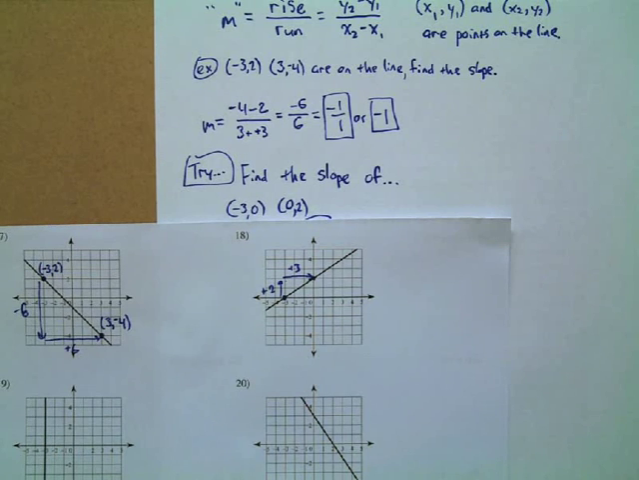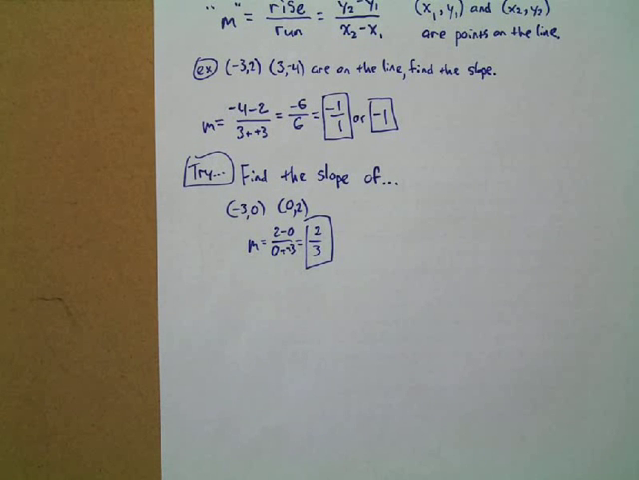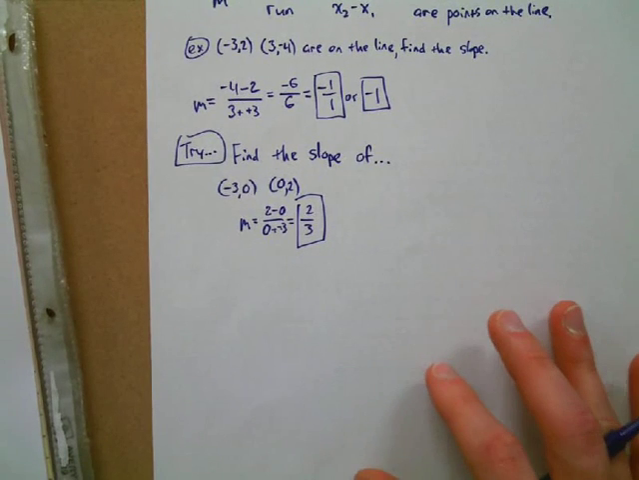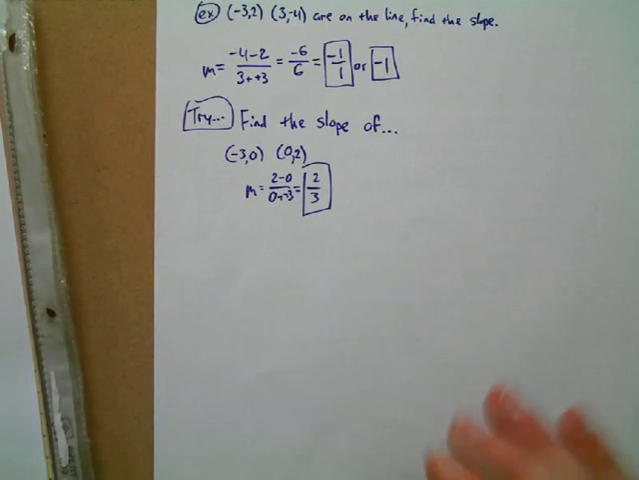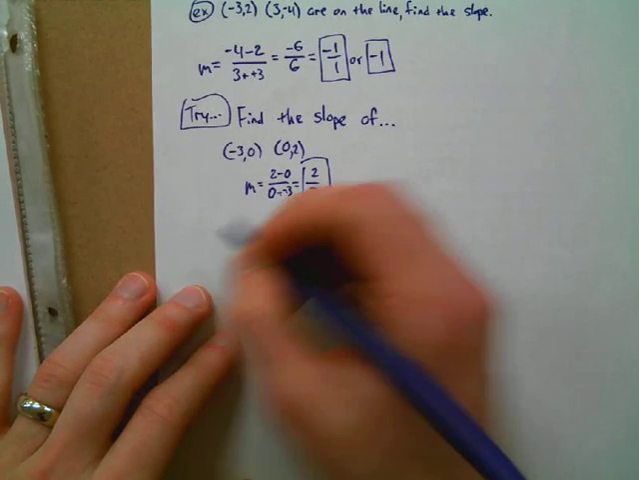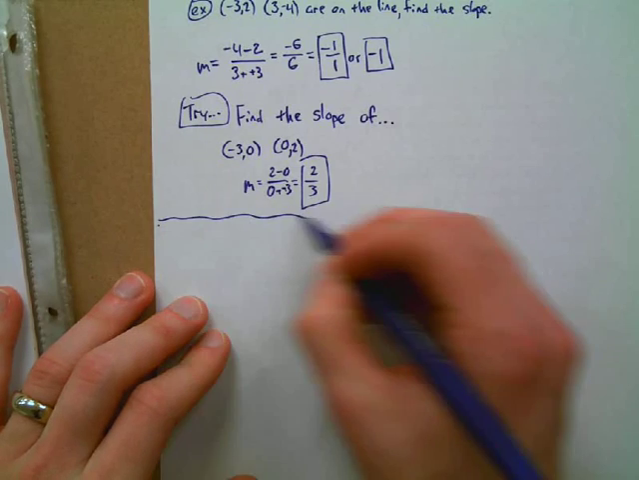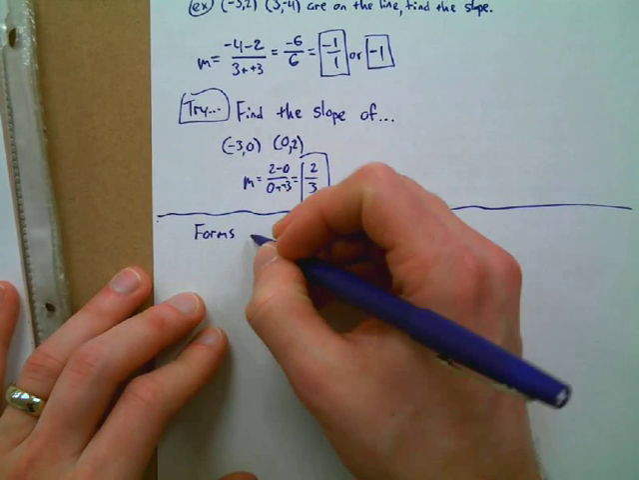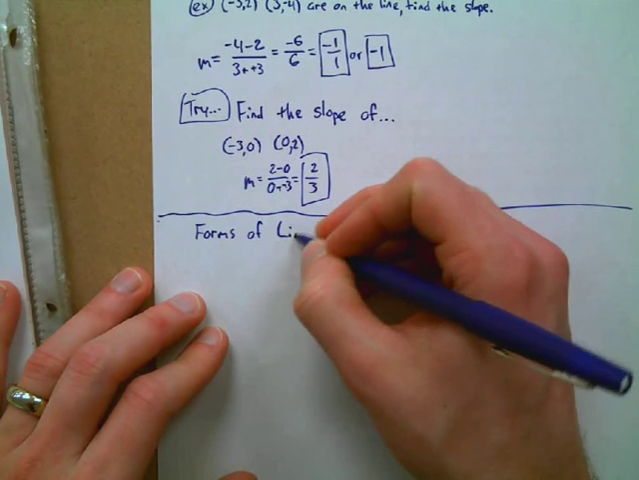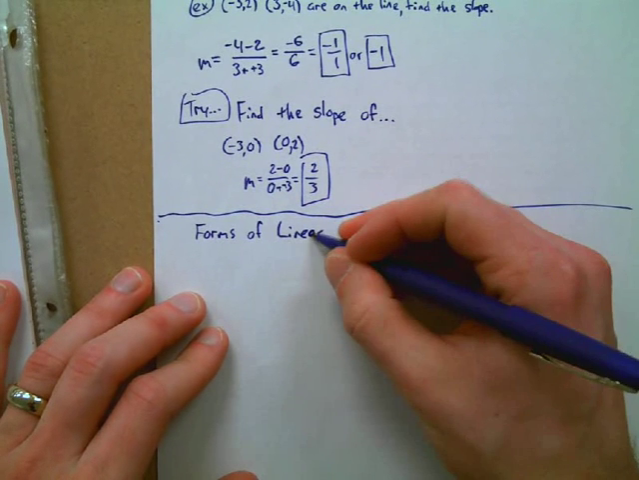So we're kind of done talking about slopes there. Let's talk about forms of lines, how to write forms of linear functions. Oops, I'm way zoomed in. There we go.